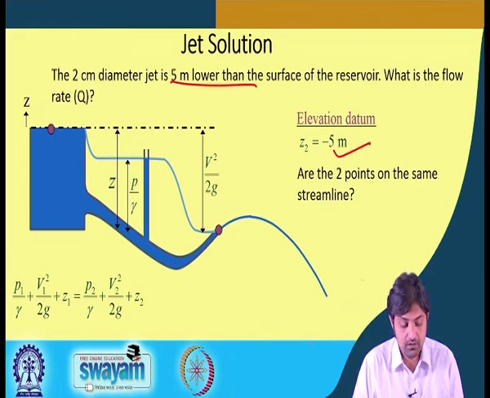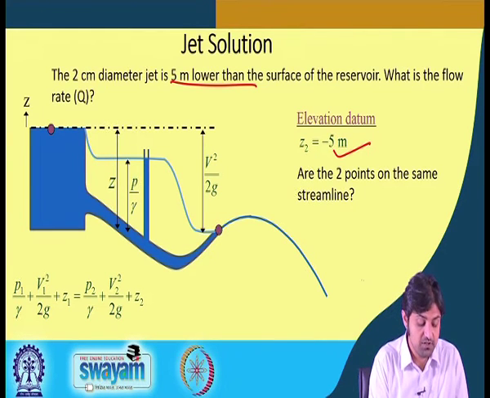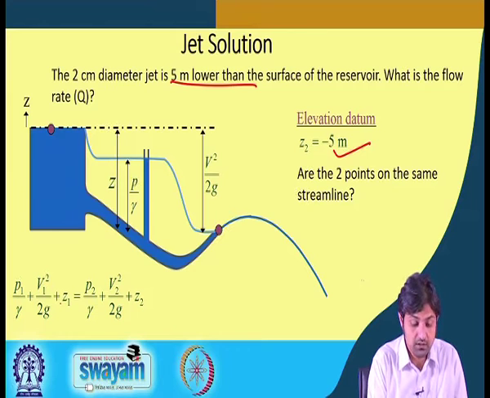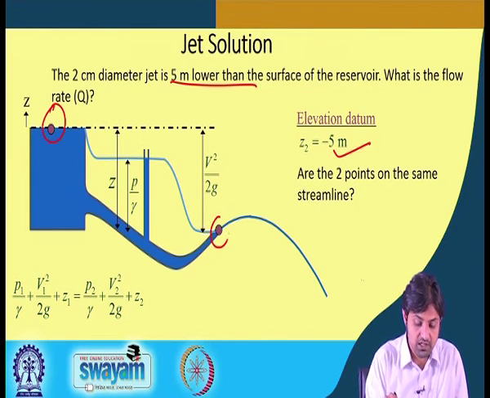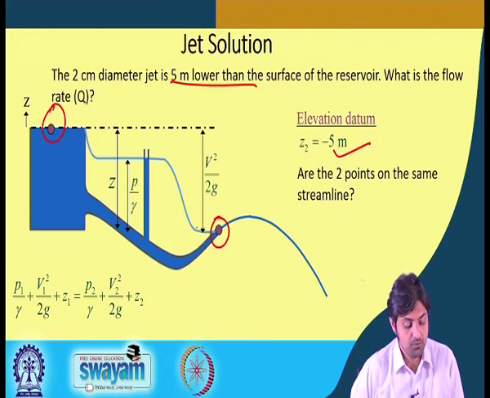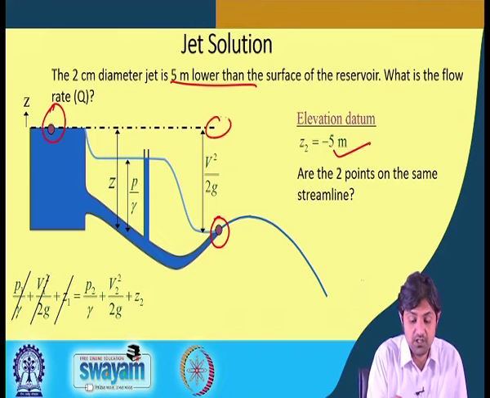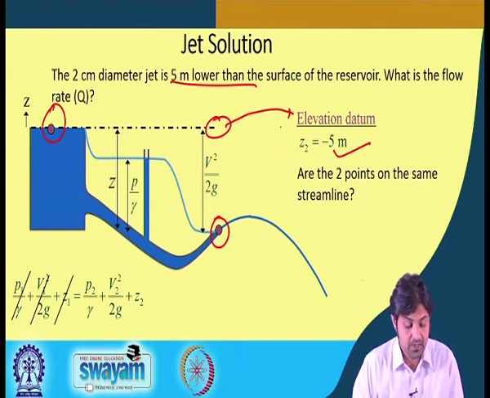Yes. So we can write P1 by gamma plus V1 square by 2g plus Z1 is equal to P2 by gamma plus V2 square by 2g plus Z2. These are the 2 points, just in case you are confused. P1 by gamma will be 0, and there is no velocity at 1, this is at rest, so the velocity is also 0. The datum is also 0, because we have set the elevation datum here. The pressure at 2 will also be 0, atmospheric pressure.